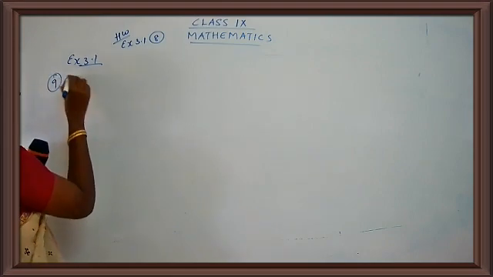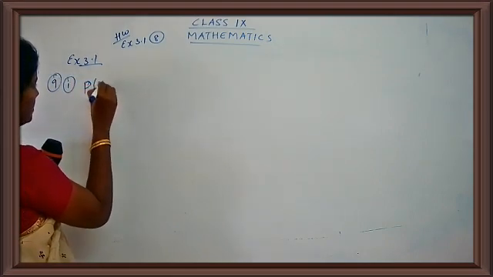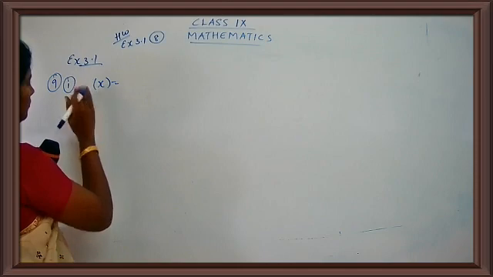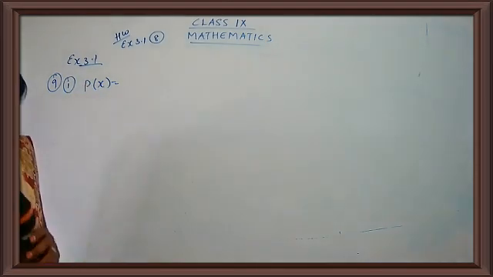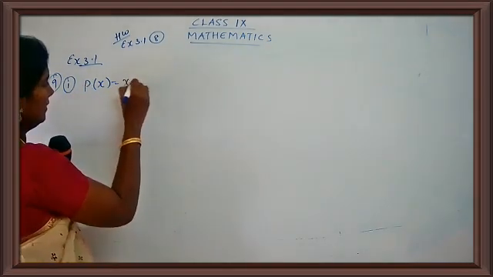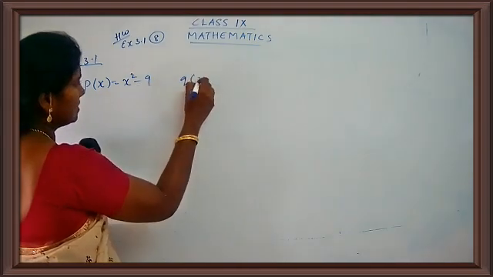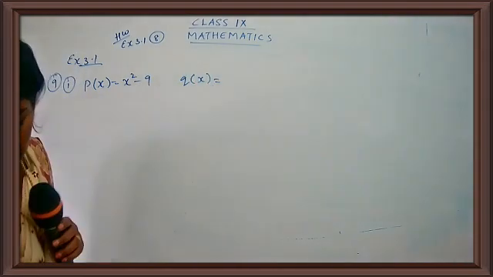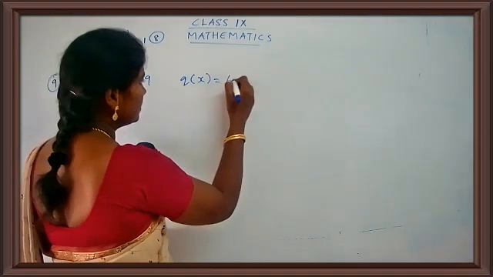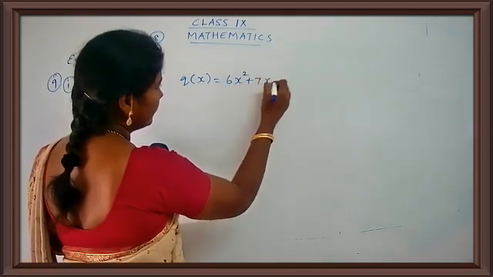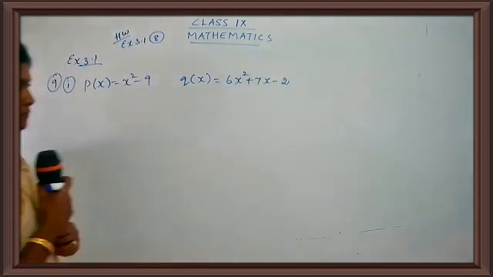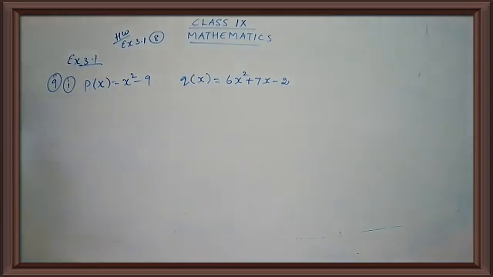P of x is equal to x square minus 9. And Q of x is 6x square plus 7x minus 2. I'm going to teach you a new method today.